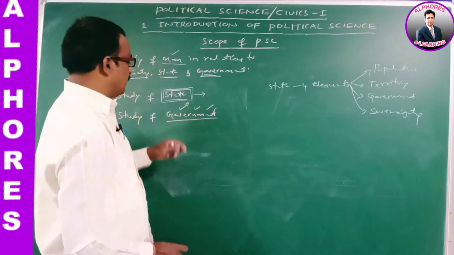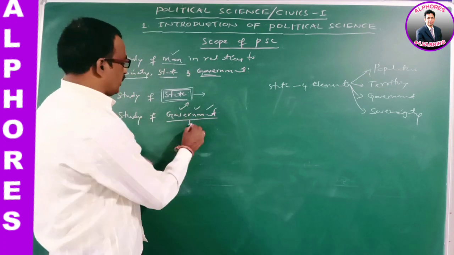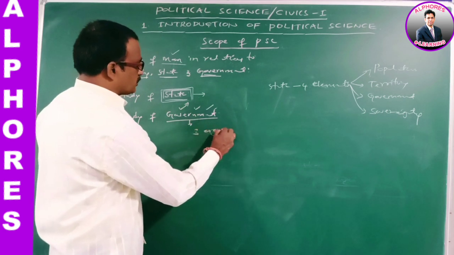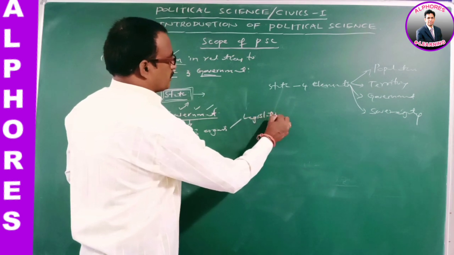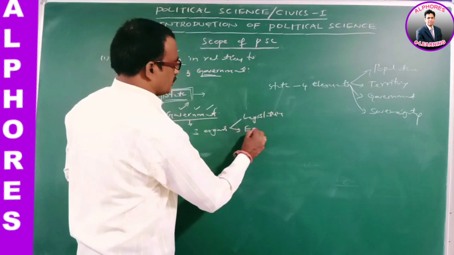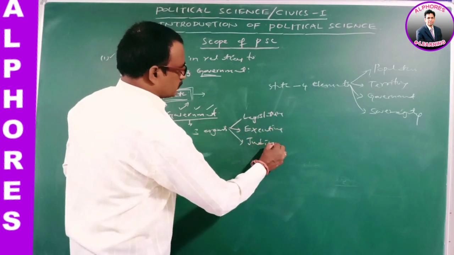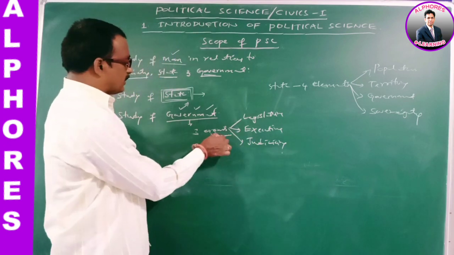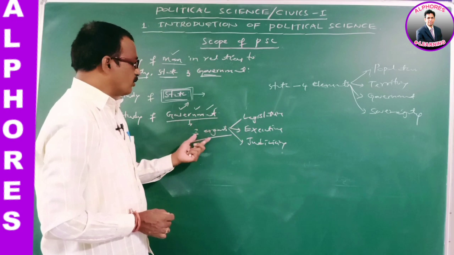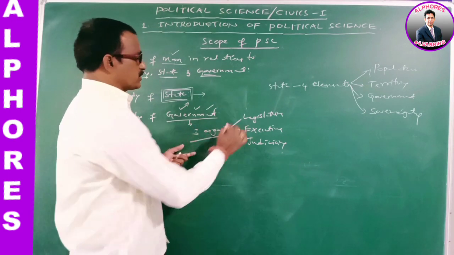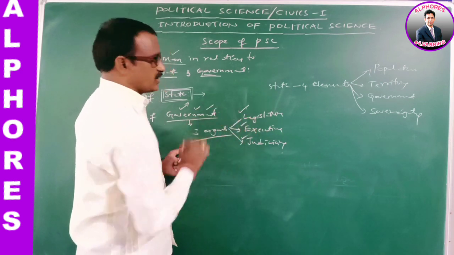So meaning is over. Second thing is, every government has 3 organs, namely legislature, executive, judiciary. These are the 3 organs of the government. To perform its activities, every government has 3 organs, namely legislature, executive, judiciary.